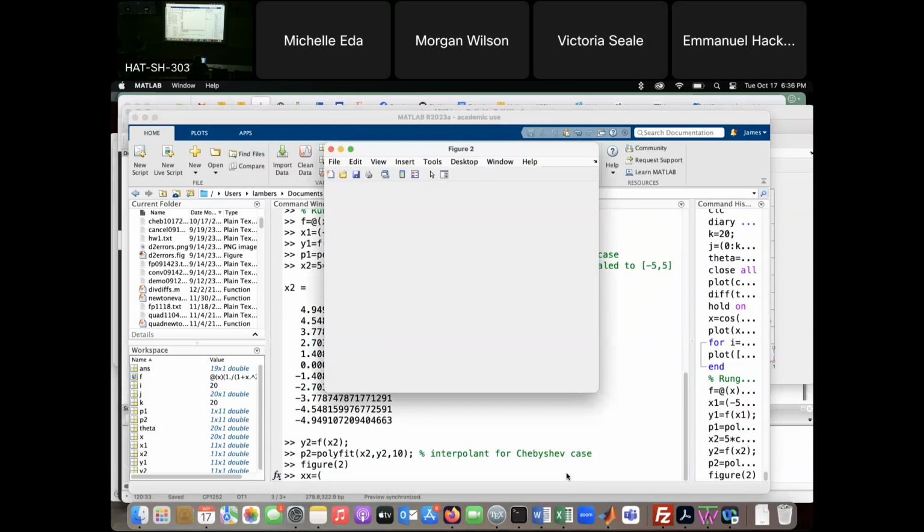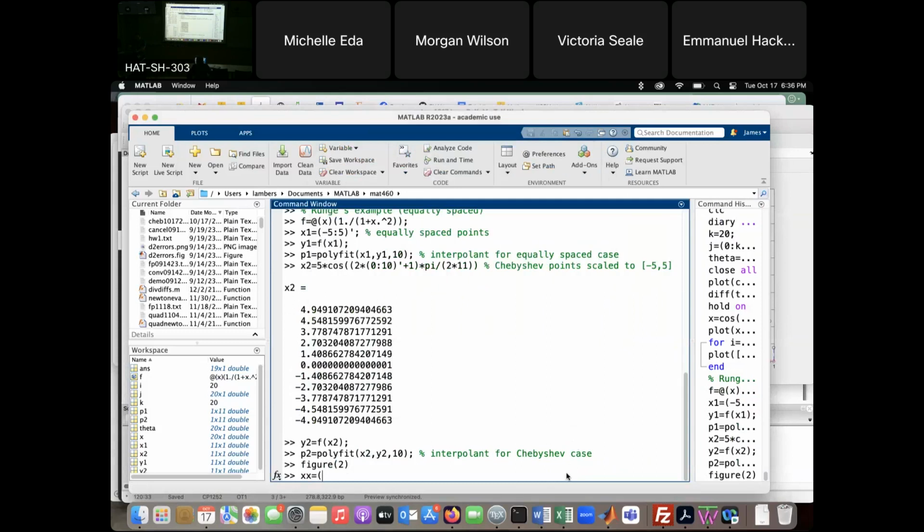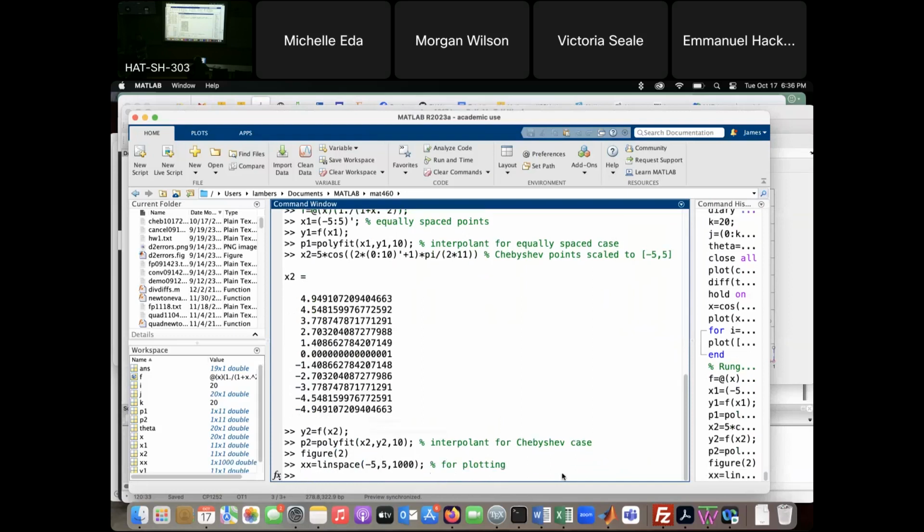Right. So I can find the vector xx using a command that we saw in homework 1, linspace, from -5 to 5. Now by default, linspace will give me 100 points, but I can use 1,000, so I have a really smooth curve. And this is for plotting. Okay. So now I'm going to plot all 3 functions using xx. So first I'll plot f.